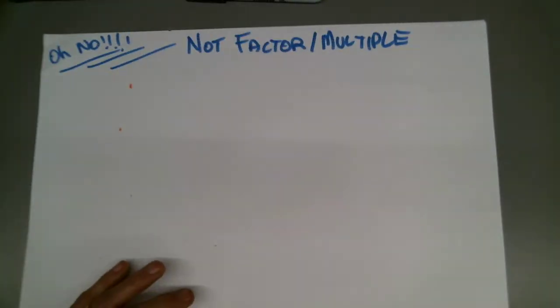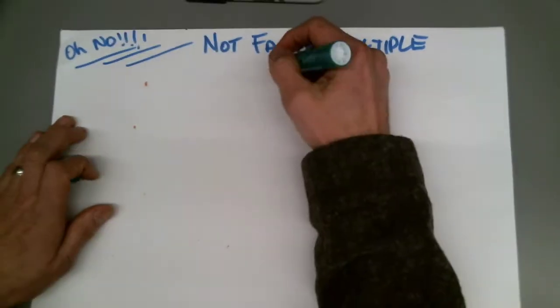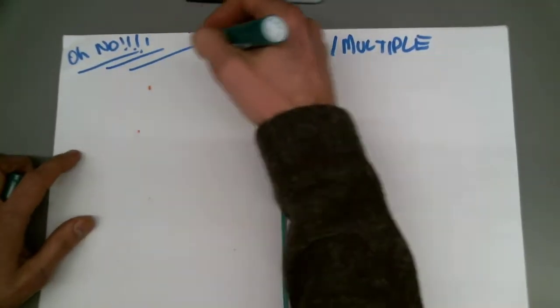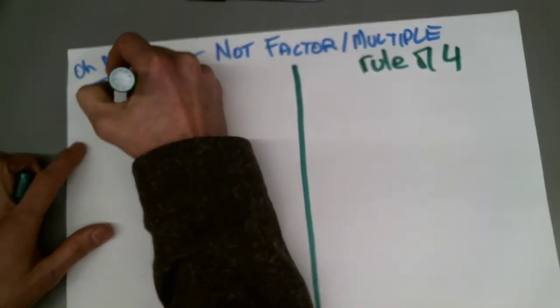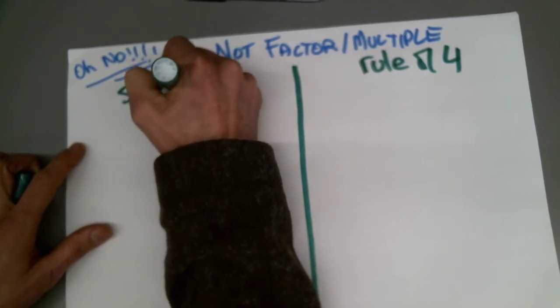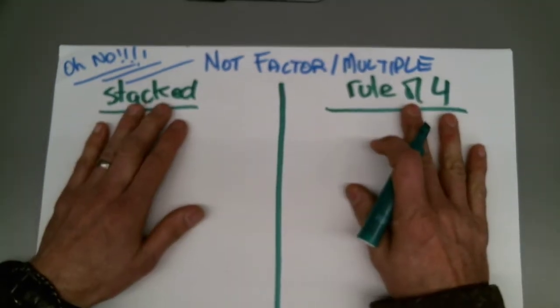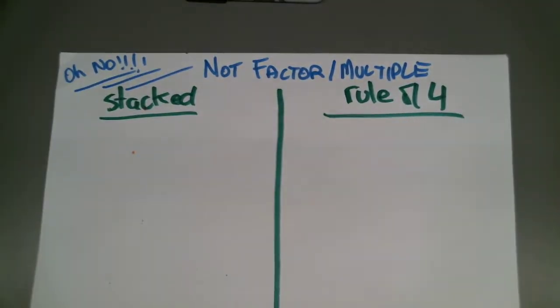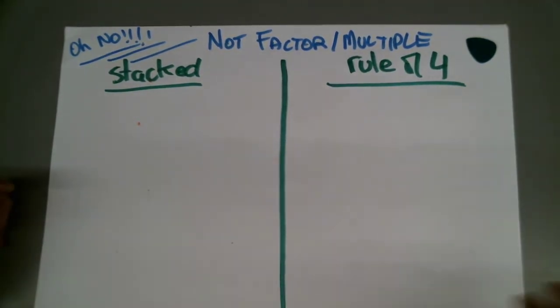All right, now for fractions without factors or multiples. So I'm going to show you 2 different ways again, and I would encourage you to play around with them. The first one I'm going to show you is how to do it stacked. Second one is using a very different method, the rule of 4, which is from Matthew C. curriculum.